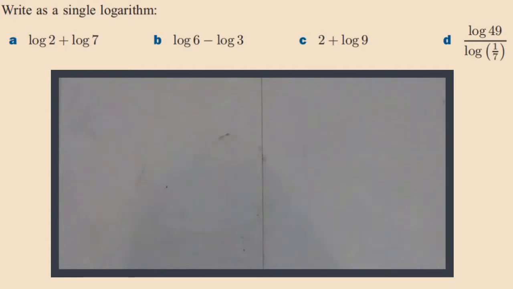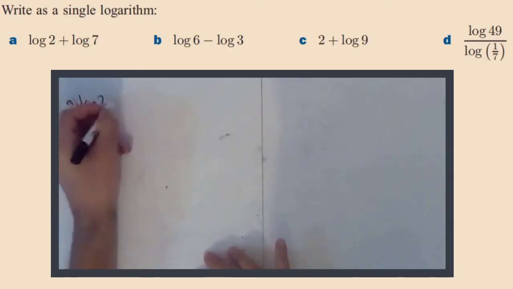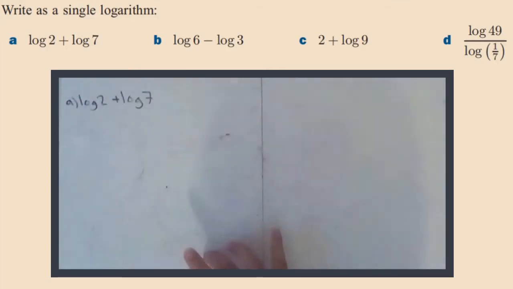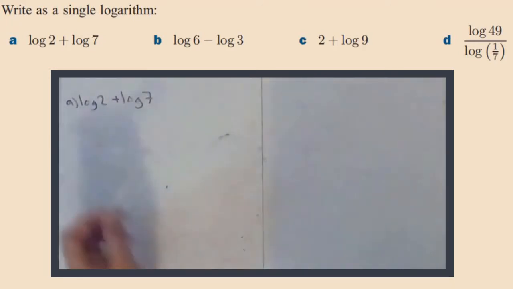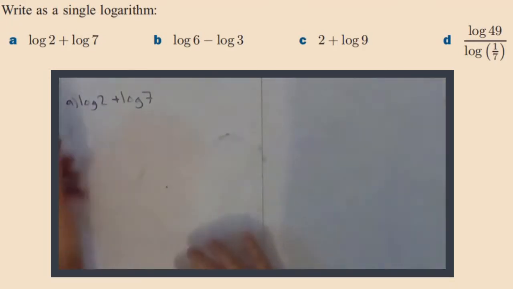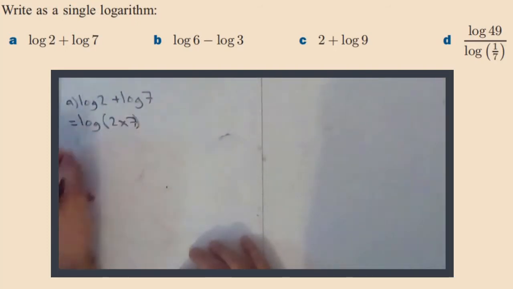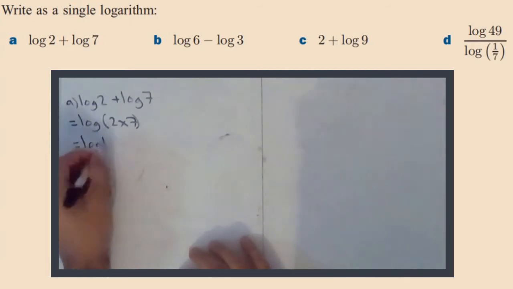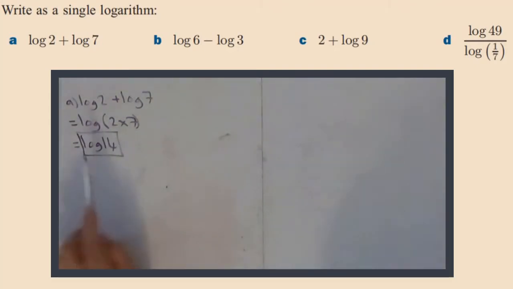So the first one, part A, is log 2 plus log 7. So this is simple enough. You can just use the first law of logs. So when you've got the sum of 2 logs in the same base, you can just take the log of the product of those. So that says this is just going to be log of 2 times 7, which is log 14. So we've answered the question because this is now a single logarithm. You can only see the word log once. That's what single logarithm is.